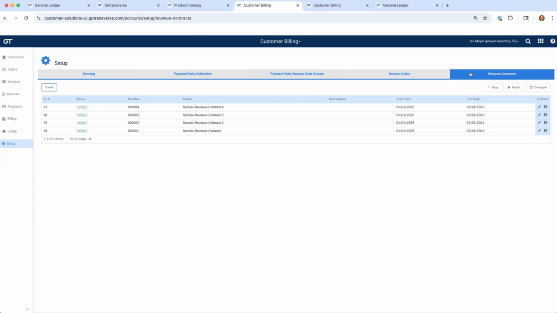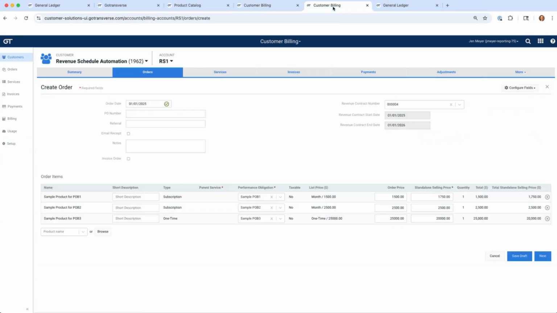We can see that there are 4 revenue contracts set up, and we're using one of them in our order. We have an order, and you can see we've ordered our 3 products. We have our performance obligations, our order price, and our standalone selling price. These are overridable, as are the performance obligations. I'm going to sell this for $0.